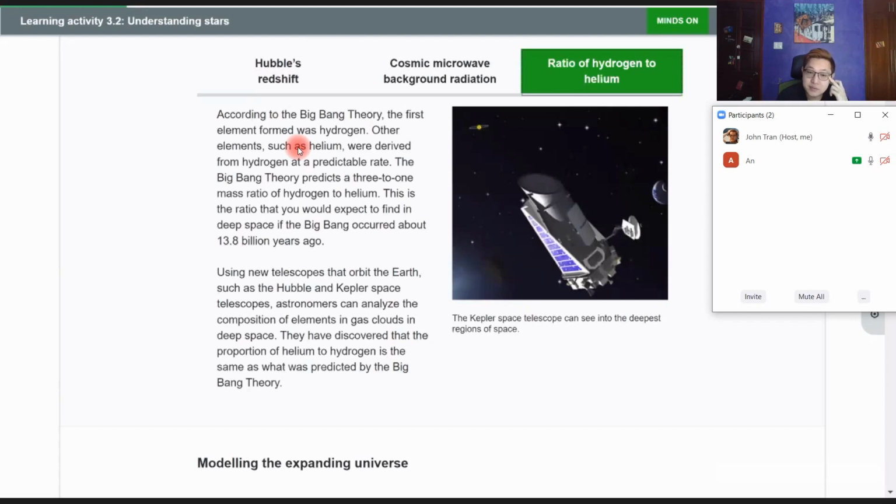3-to-1 mass ratio of hydrogen to helium. So basically, for every 3 hydrogen, there should be 1 helium in space.